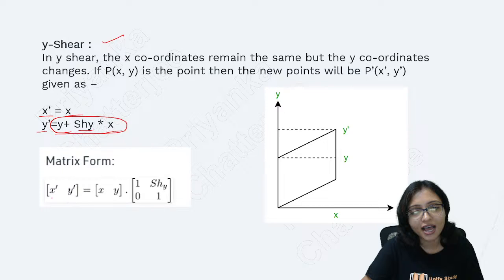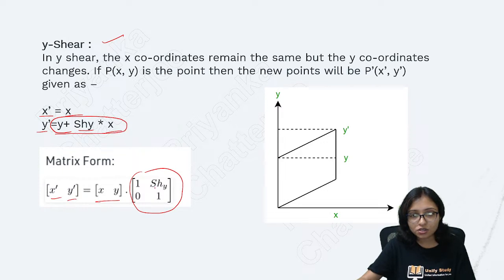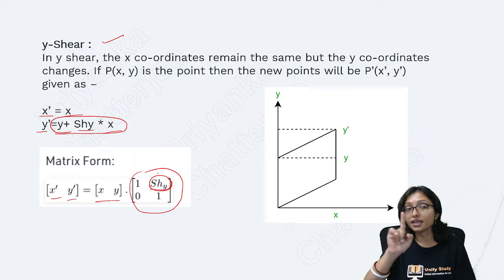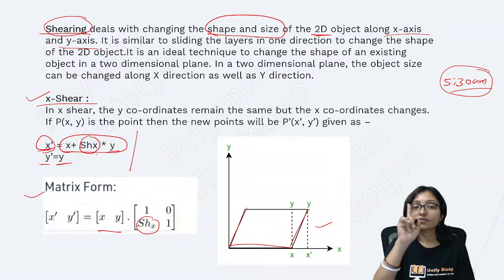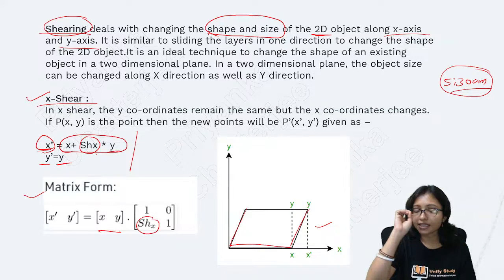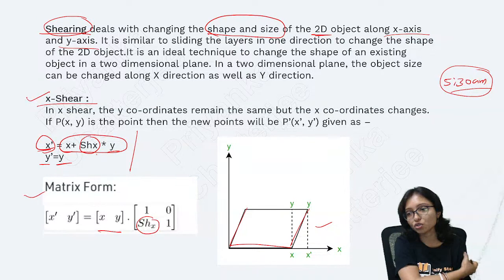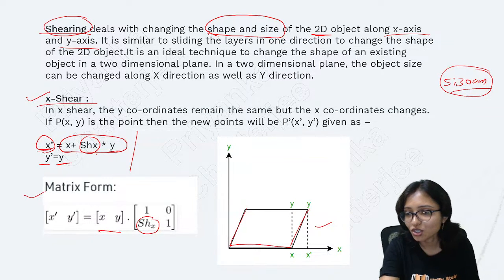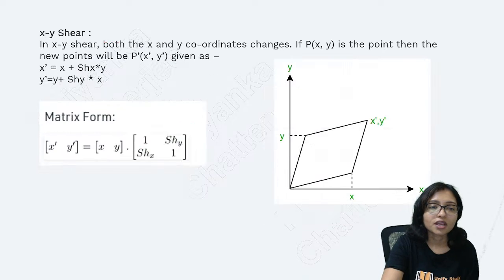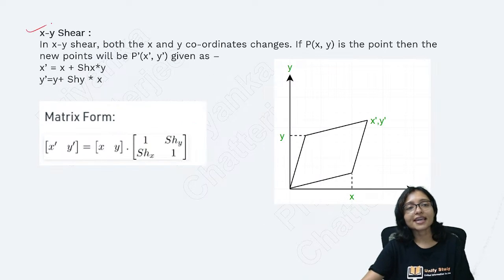Okay. So here x dash y dash equals to xy, and here 1, and this SHY will be here. Be very careful. Whenever I am doing y dash, then it is SHY dot x. And whenever I am doing x dash, this is SHX dot y. Don't make a mistake here. It is very important to remember. There is a very high chance that you will make a mistake here. Okay.